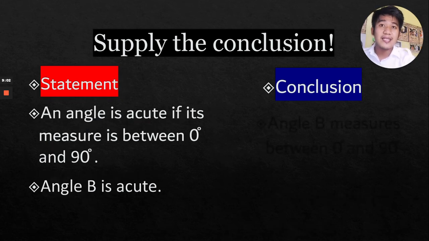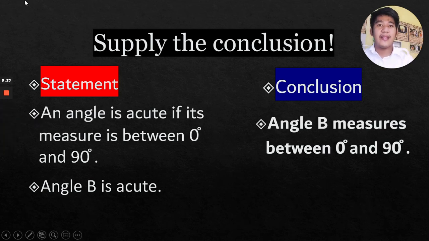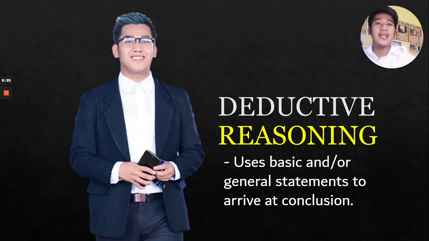Lastly, an angle is acute if its measure is between 0 degrees and 90 degrees. Between, take note. So an angle B is acute. What can we conclude? Yes, angle B measures between 0 degrees and 90 degrees. And then again, what you have experienced is the so-called deductive reasoning, wherein it uses basic or general statements to arrive at a conclusion.